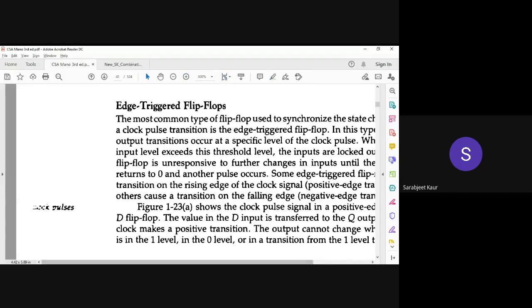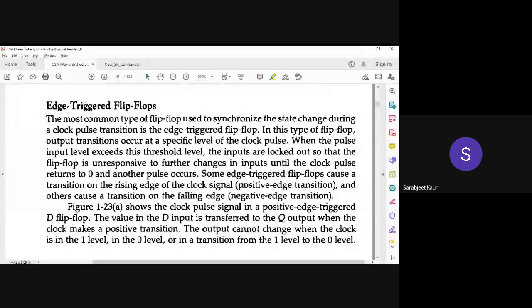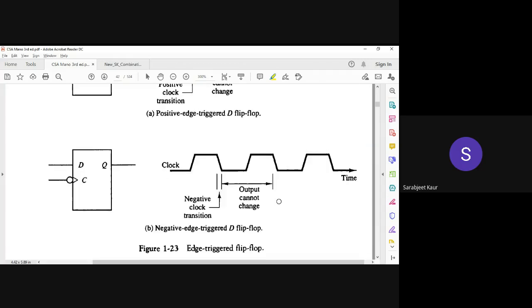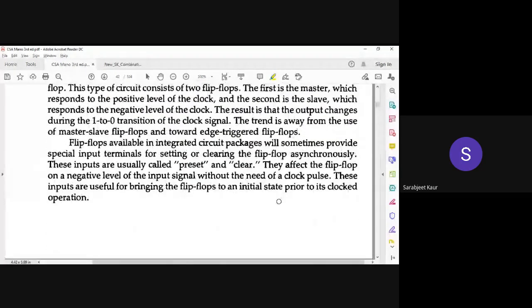Some edge-triggered flip-flops cause a transition on the rising edge of the clock signal, and others cause a transition on the falling edge of the clock signal. I want you to read all this yourself. I've explained this to you.